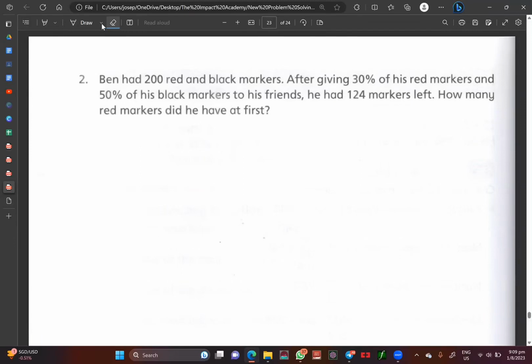Hey, hi everyone. Today we are looking at a question like this. As you can see over here, it says that Ben had 200 red and black markers. So we know that R plus B is equal to 200. This is the first part of the sentence.